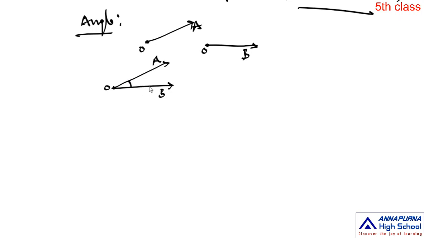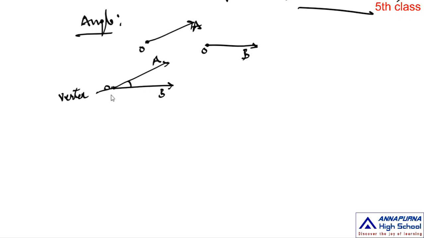So this is the figure formed by two rays sharing a common endpoint. This common endpoint is called the vertex. Therefore, the figure is obtained by combining these two rays, then the angle is formed.